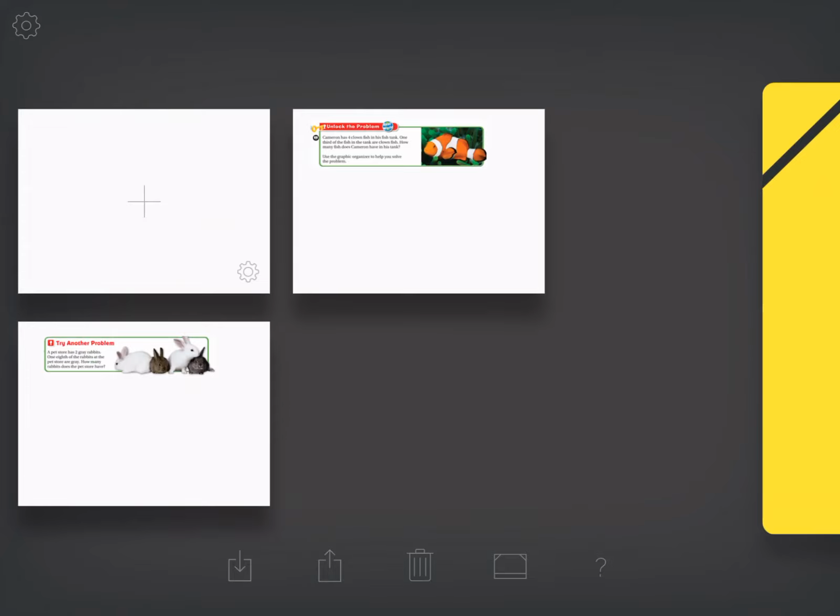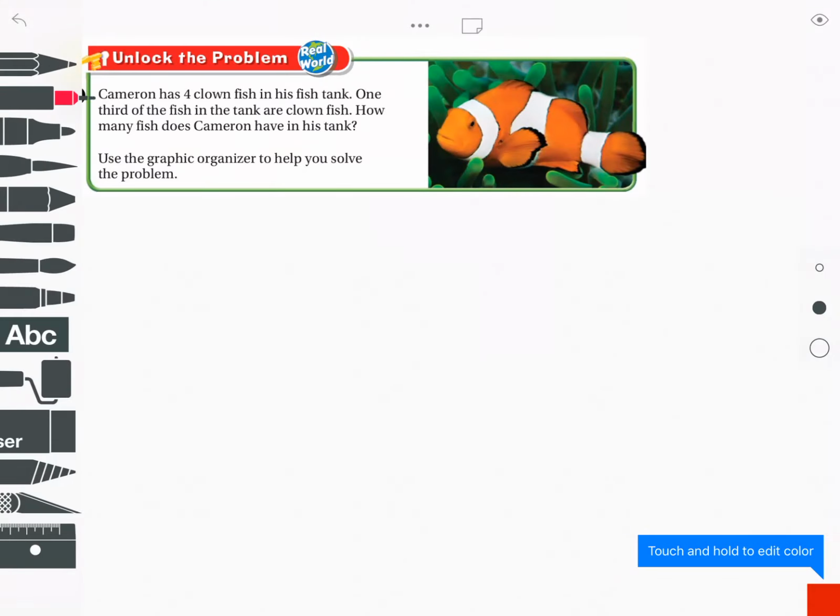I'm going to walk through the Unlock the Problems from the book, but one of them is very similar to the Interactive Student Edition, and I just want you to see a couple of different ways that you can solve the problems. So the first one we're going to do is this Unlock the Problem that's on page 493. You can follow along in your book, or you can pause the video and try the work on your own first, and then check your work with mine. Do what works best for you.